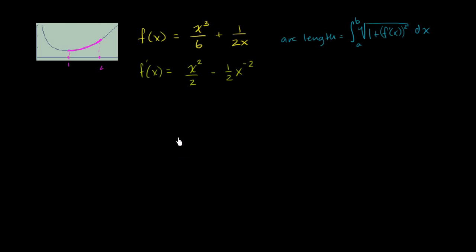Now, what is f prime of x squared? So it's going to be, actually, let's just write out, what is 1 plus f prime of x squared?